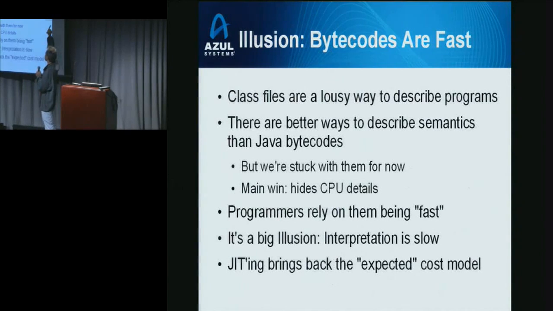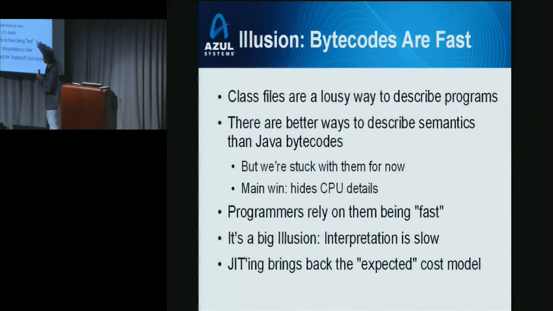So bytecodes are fast. It's a nice illusion. Bytecodes, in fact, suck as a way to describe programs. They're rather horrible, but we're sort of stuck with them now. The main win of bytecodes, though, is it does hide the CPU details. It's a way to describe a program without knowing what the actual underlying hardware is. 10 years ago, this was interesting as a differentiation between x86 and SPARC, or x86 and Power, or x86 versus something else. These days, it's the low power side. It's x86 versus ARM chips, or MIPS, or whatever goes in an iPad, iPhone, yada yada thing, right?